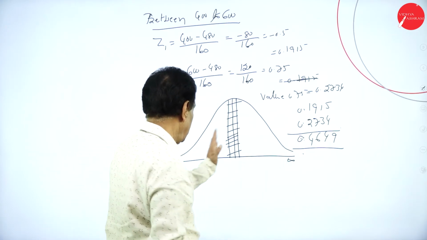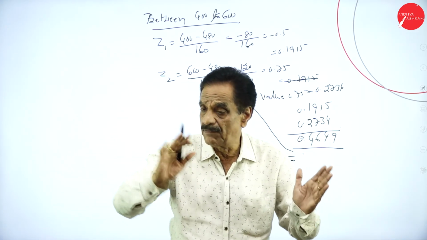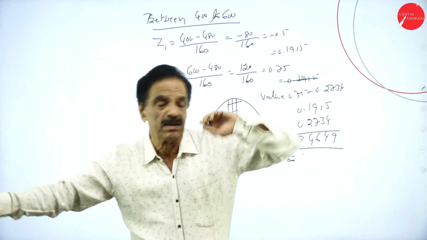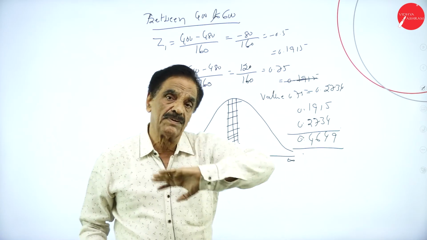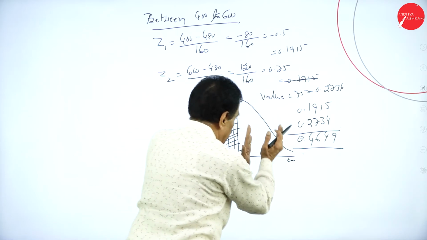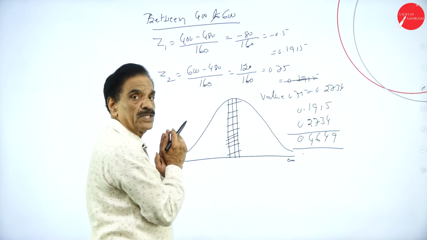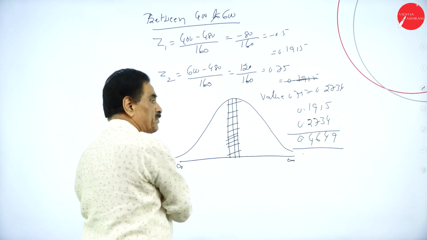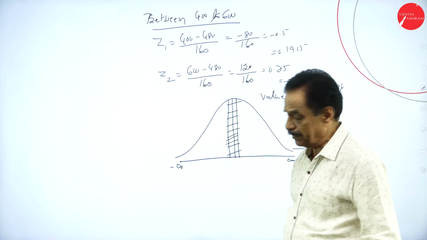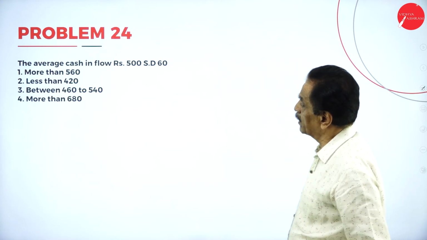You must add here. If you come on the left side and if you come on the right side, both the answers should be added. If you come on one side, it should be deducted from one. If you come on the left side also, it should be deducted. If both come on the right side, deduct from the highest value to the lowest value. If both come on the left side, the same. Number of workers are not given. So hope you understand. Last problem.